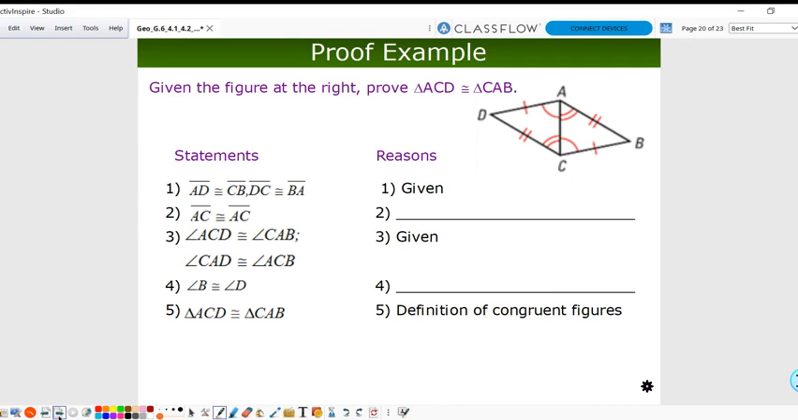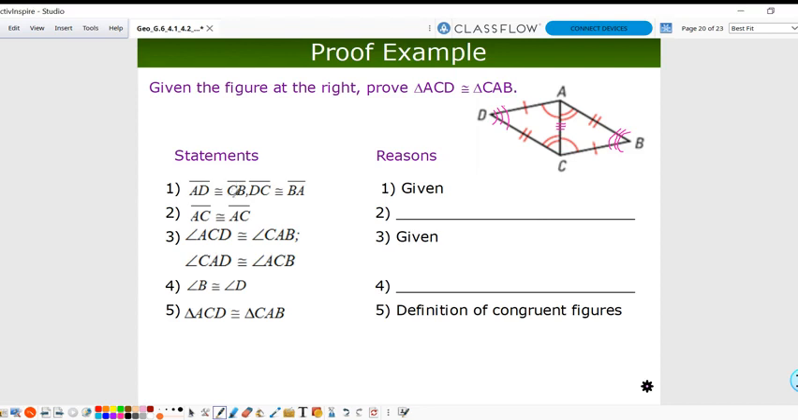We have a proof. Given the figure at the right, prove triangle ACD is congruent to CAB. So we have one side congruent to this side, second side congruent to that side, and obviously the third side is congruent to itself. So we can go ahead and mark that. I have one angle congruent to this angle, second angle congruent to the second angle, therefore the third angle will be congruent to the third angle here. So let's see all about that.